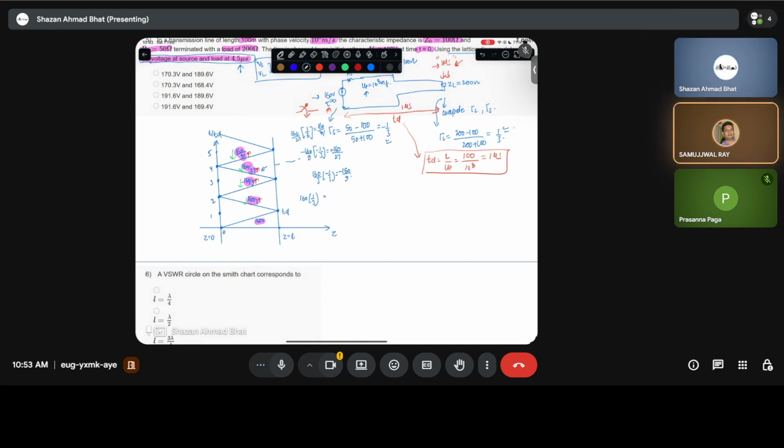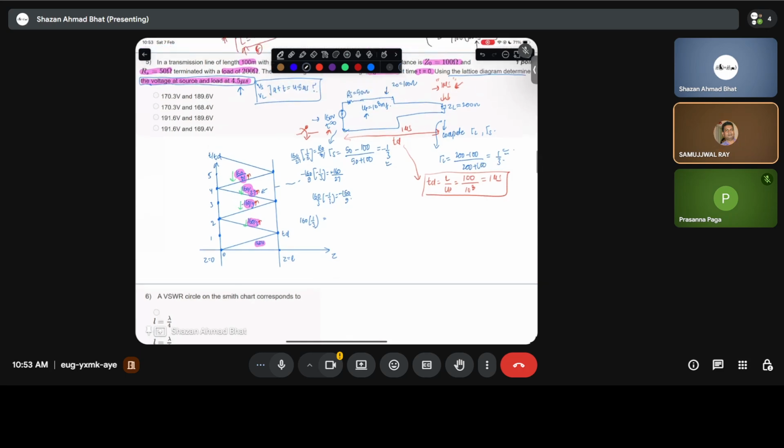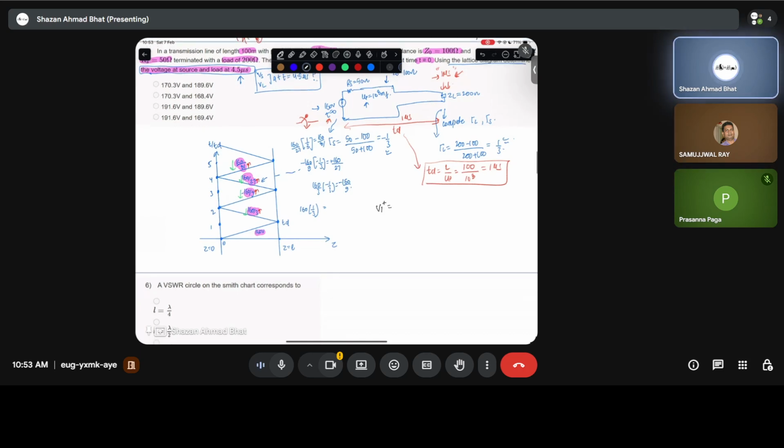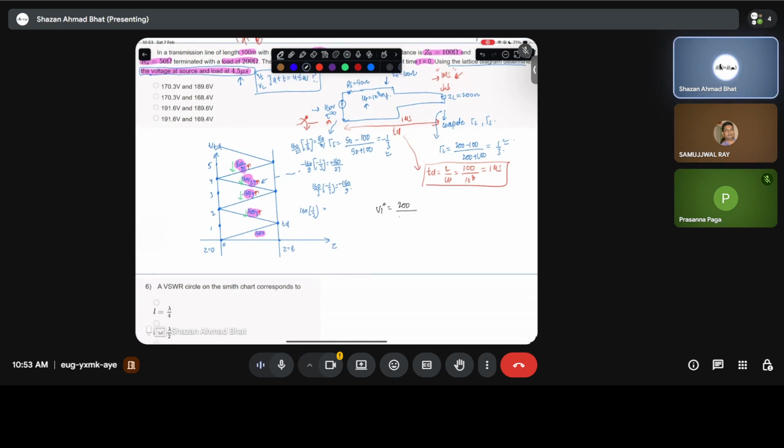Excuse me, I had a question. The thing is that you've taken 160 volts at first. I think it should be calculated at the load using KVL, with ZL divided by ZL plus Z0 multiplied by V1 plus, something like 200 divided by 200 plus 50 into 160, right? Why have you not calculated that?